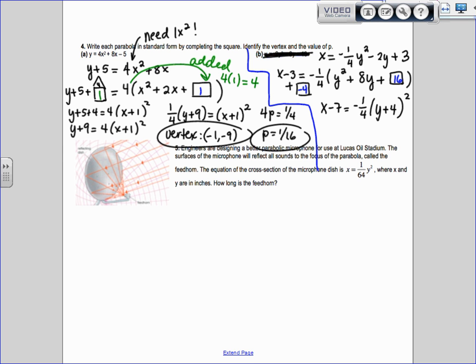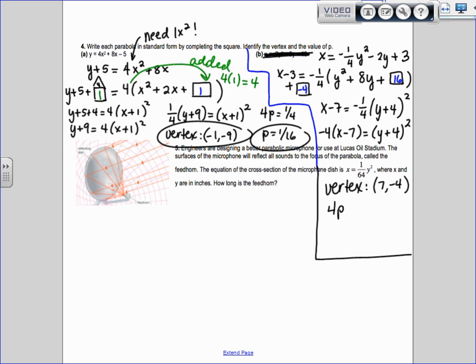So our last step is to get rid of the fraction on one side. So I'm going to multiply by negative 4. So I get negative 4 times x minus 7 equals y plus 4 squared. So when I do that, what's my vertex? Seven, negative 4. When I set my 4p equal to negative 4, I get p equals negative 1.